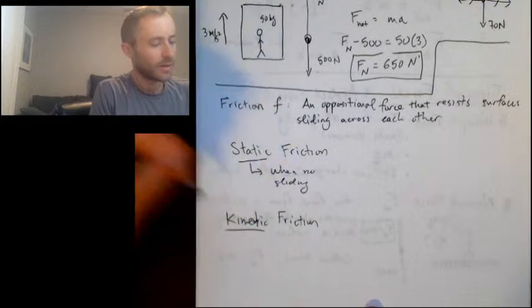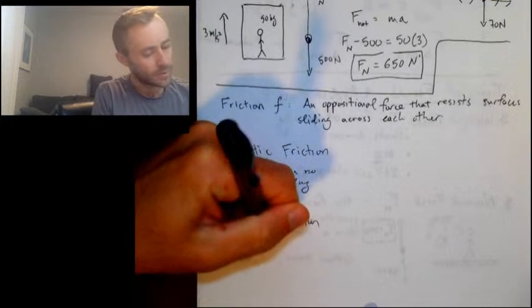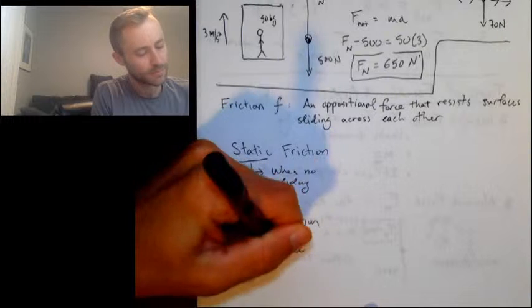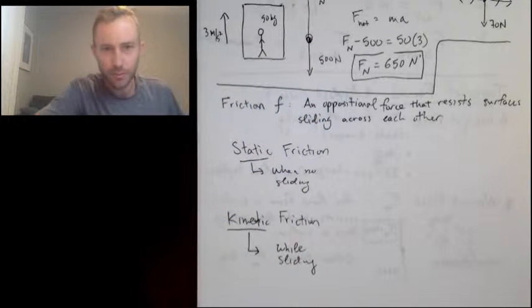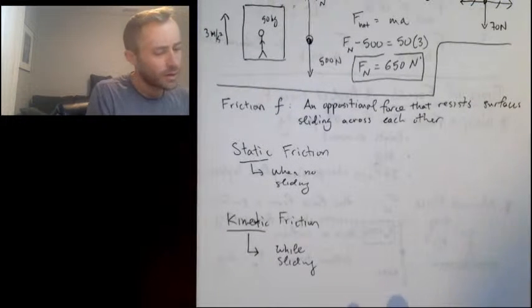Okay. So kinetic friction means friction while sliding. Right? Kinetic means motion. So that's why that works the way it does.